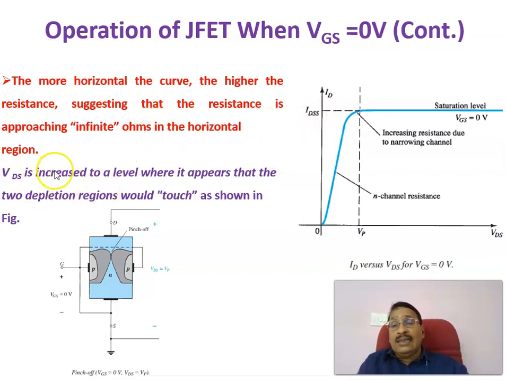Or VDS is increased to a level where it appears that the two depletion regions would touch, as shown in the figure, because once VDS reaches the magnitude of the pinch off voltage, they are touching each other, and further increase in ID will not be there, and that value of ID we call IDSS, corresponding to VGS equal to 0.